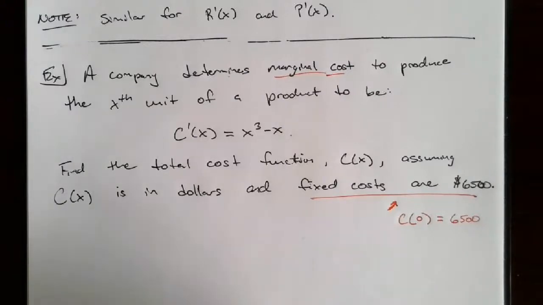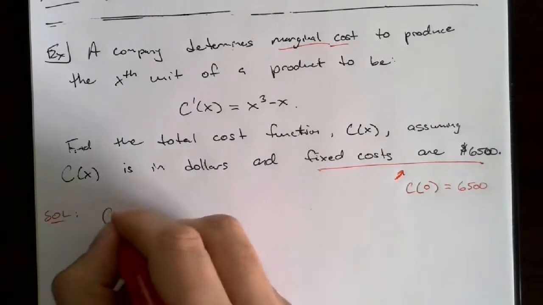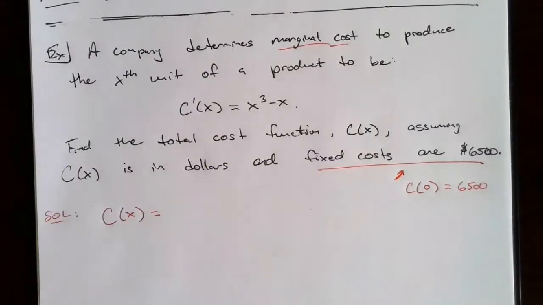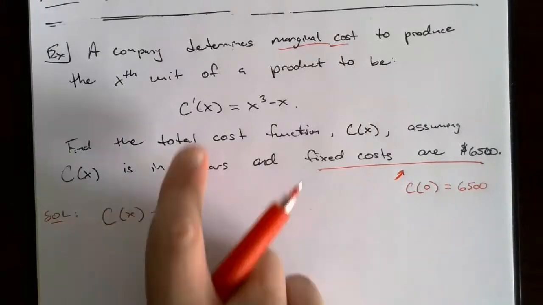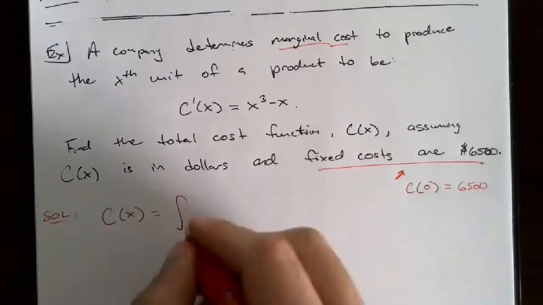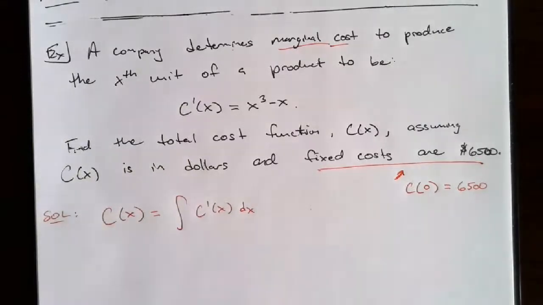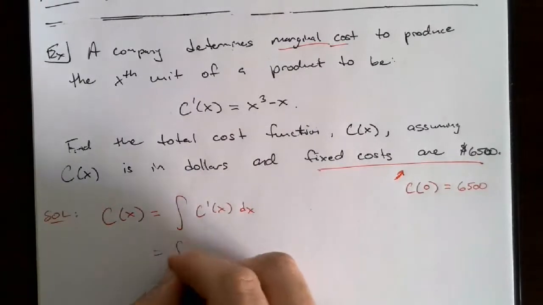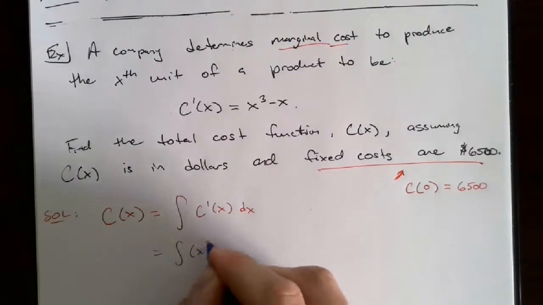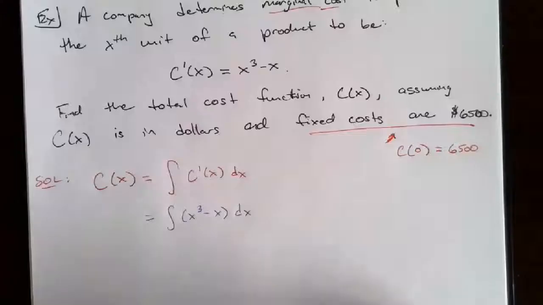So when I go to write my solution for this, the first thing to keep in mind is that I'm looking for c of x, the cost function. The way you're going to find it is they told you the derivative of it. So if you take the antiderivative, the integral of c prime of x with respect to x, that will give you the original cost function. And you know what c prime is because they told you. So we'll substitute in here. This is going to be the integral of x to the third minus x dx with respect to x. And then we want to take the antiderivative.